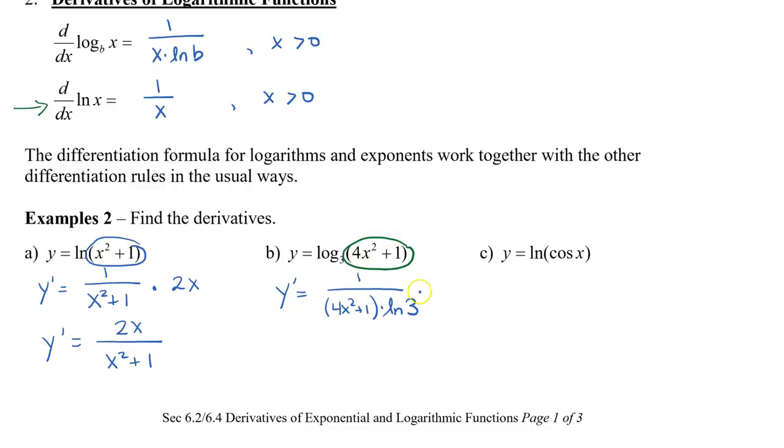So that will be times 8x. To simplify this more compactly, this will be 8x divided by 4x squared plus 1 times the natural log of 3. All right, so you can try the next one on your own.